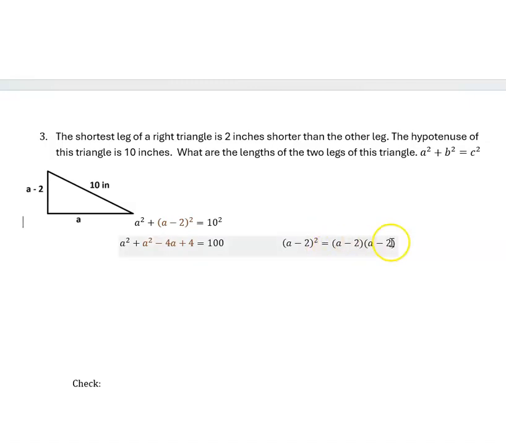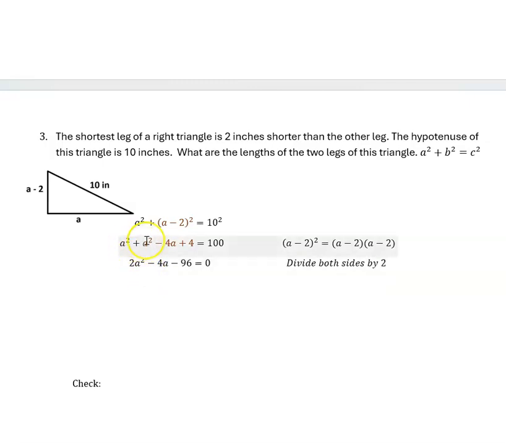Remember, a minus 2 to the second power is a minus 2 times a minus 2. If you FOIL that out, you get a squared, and then negative 2 times a is how you get negative 4a, and negative 2 times negative 2 is 4. So a common mistake is just to get a squared plus 4 there and forget that middle term, so be careful with that. Once you have that, we're going to just continue to simplify this.